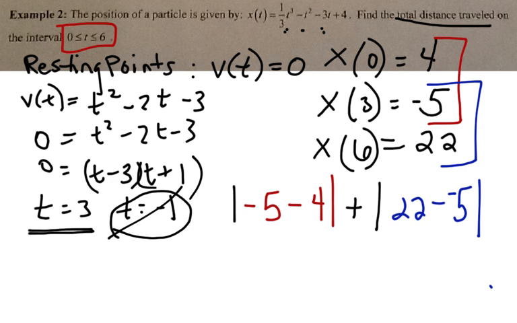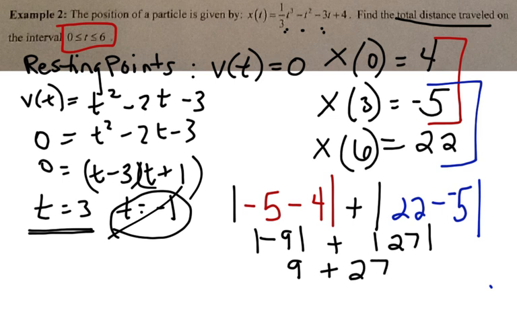And now I just do this arithmetic. -5 minus 4 is -9. 22 minus -5 is 27. The absolute value of -9 is +9. And the absolute value of 27 is 27. 9 plus 27 gives you 36. Your total distance traveled is 36 units.